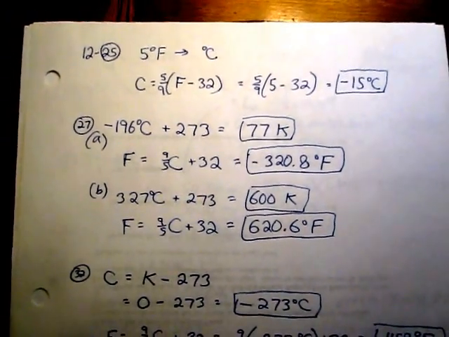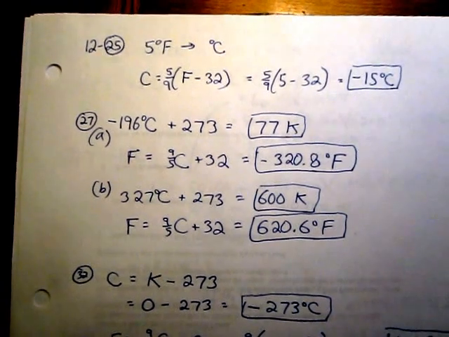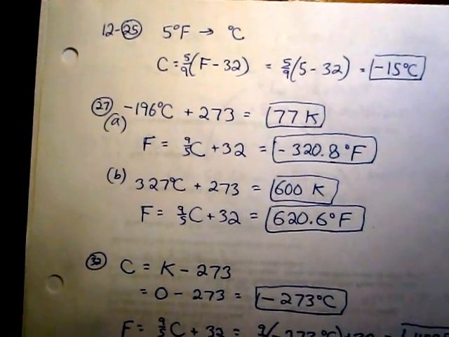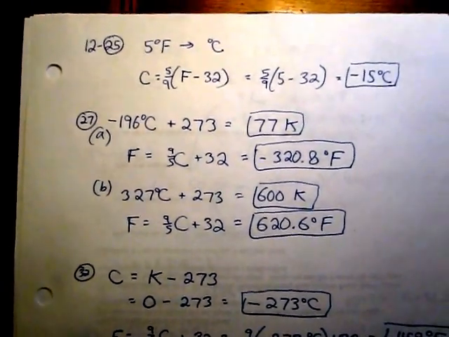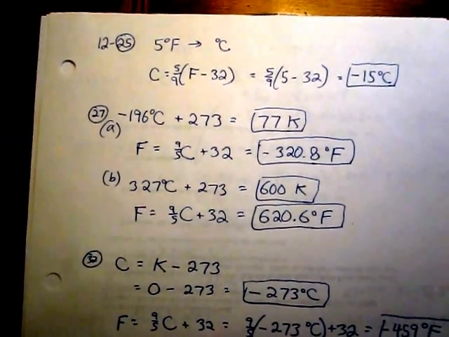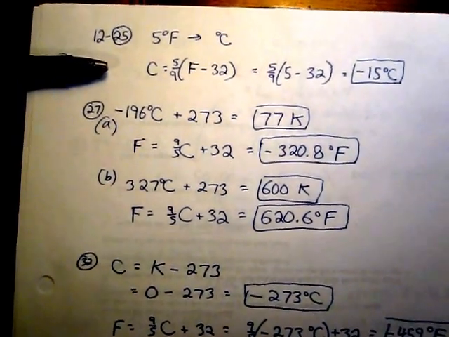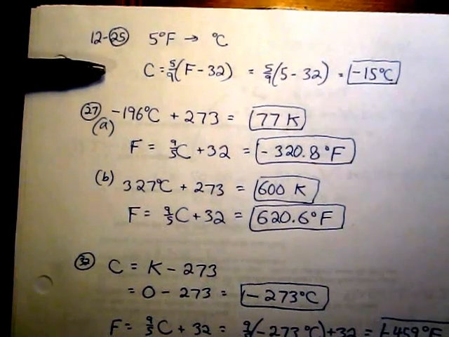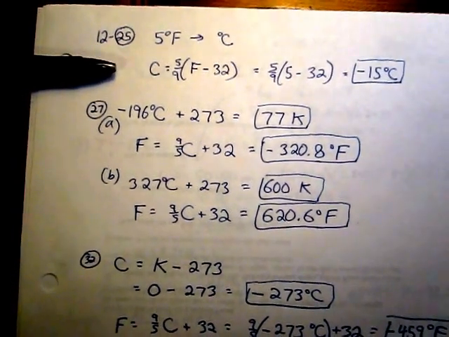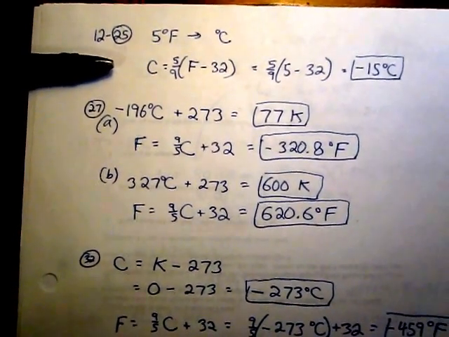So question number 25 says it's 5 degrees Fahrenheit. What is the temperature in Celsius? So for that we use the conversion that Celsius is 5/9 times Fahrenheit minus 32. So just plug in for Fahrenheit 5, and that gives negative 15 degrees Celsius.